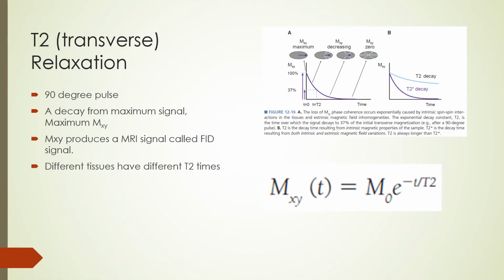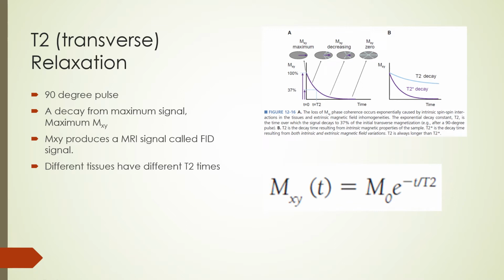In MRI, we are interested in signals produced by different tissues as the transverse magnetization vector MXY returns to its original position following a 90-degree pulse. This decay or loss of phase coherence is what produces the free induction decay signal. Loss of phase coherence follows an exponential decay and has a time constant T2 as shown by the formula. The time between peak transverse signal and 37% of the peak is called the T2 relaxation time.